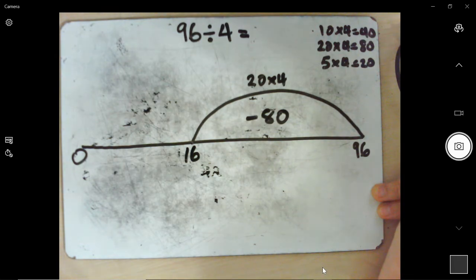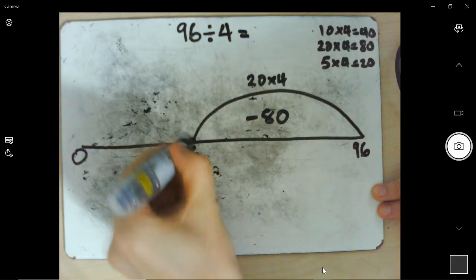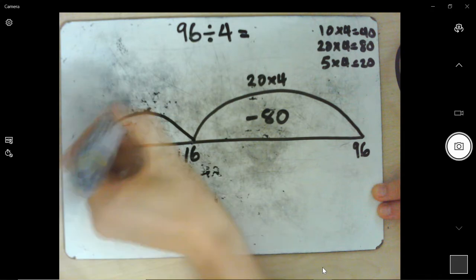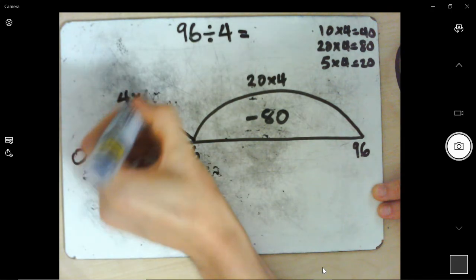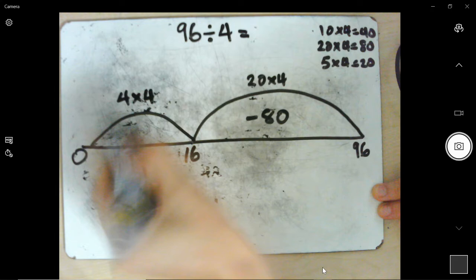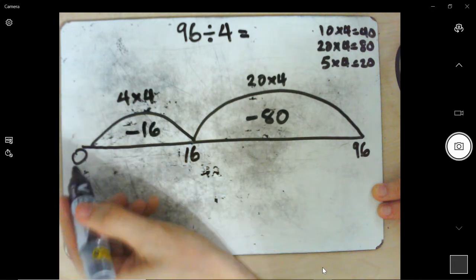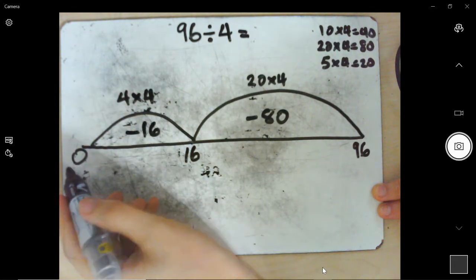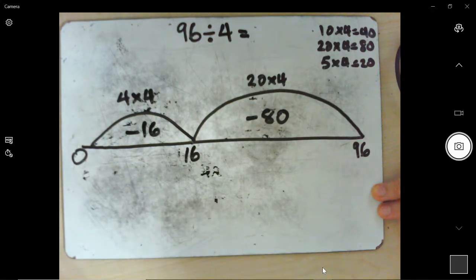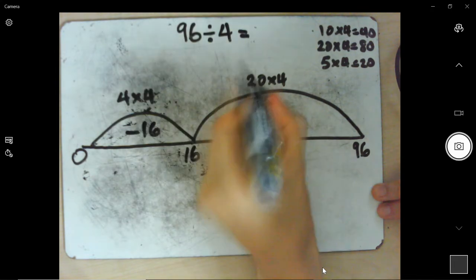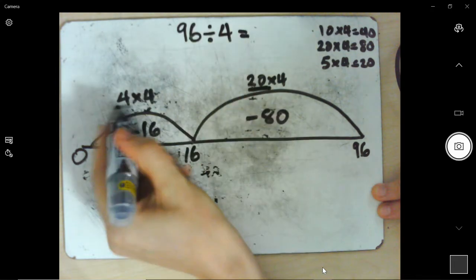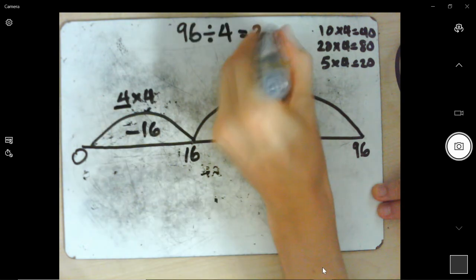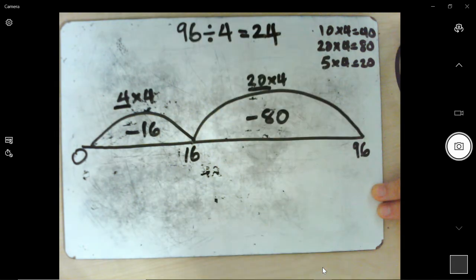Now I need to think, is 16 in the 4 times table? 4, 8, 12, 16 is. 4 times 4 is 16. Which means if I subtract 4 groups of 4, I land perfectly on 0. So looking at that information, what is my answer? Let's have a look. 20 groups and then 4 groups. My answer is 24.